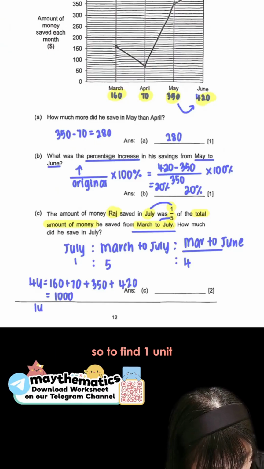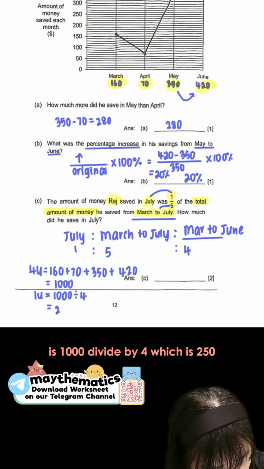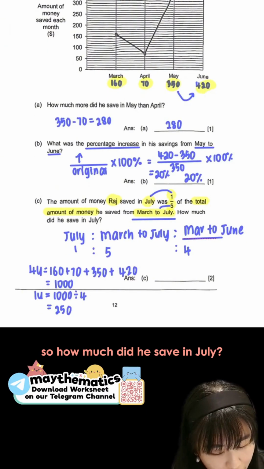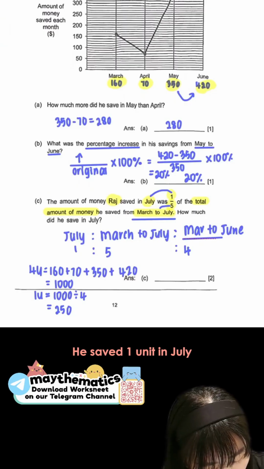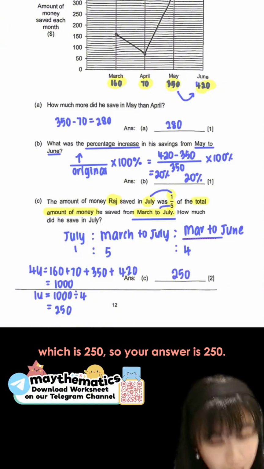Okay, so to find 1 unit, it is 1000 divided by 4, which is 250. So how much did he save in July? He saved 1 unit in July, which is 250. So your answer is 250.